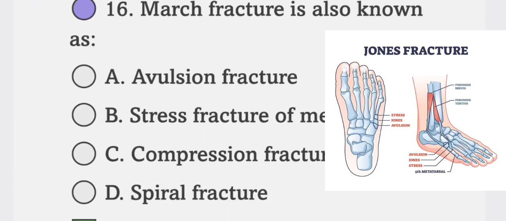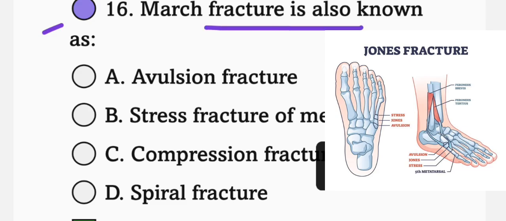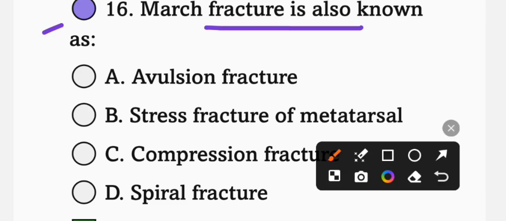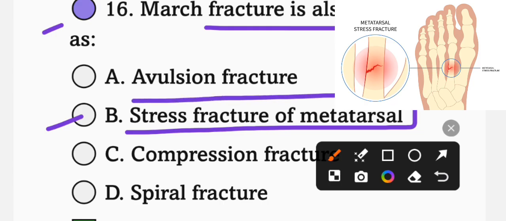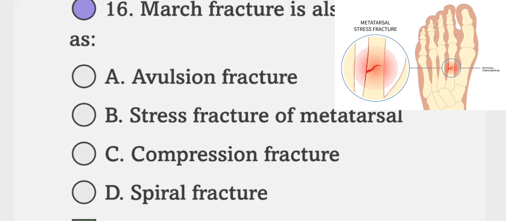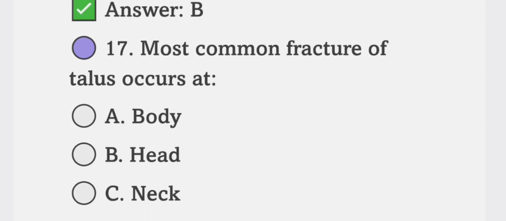Now come to the 16th question. March fracture is also known as... So March fracture is a commonly repeated MCQ, and March fracture is due to repetitive overuse, long walking, and soldiers' or military training. So the correct answer given is stress fracture of the metatarsals. And March fracture is commonly seen in the second and third metatarsals, most commonly the second metatarsal. So B option given is the correct option, stress fracture of metatarsals.